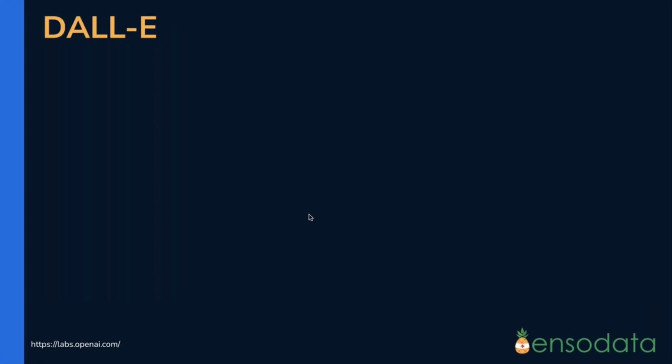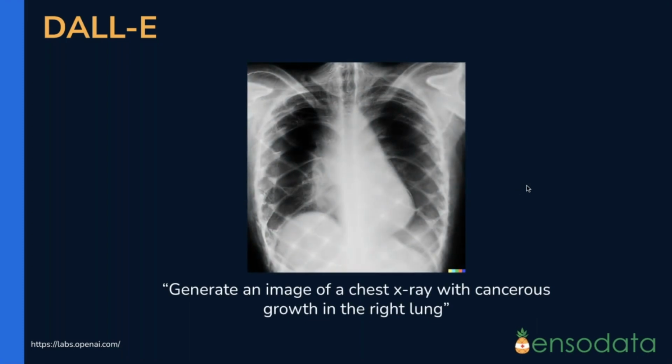Another example is DALL-E, also a tool created by OpenAI, also free, and you can see the link right here on the bottom left. And what this tool does, it is able to interpret user text in order to generate some sort of image. So what I did here is I asked DALL-E to generate an image of a chest X-ray with a cancerous growth in the right lung. So first of all, you can see that it generated an image that really looks like a realistic chest X-ray. But not only that, you can see that also in the right lung, it did generate some abnormality in the right lung, right?